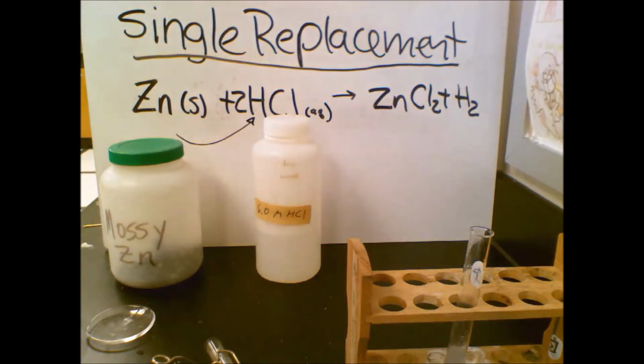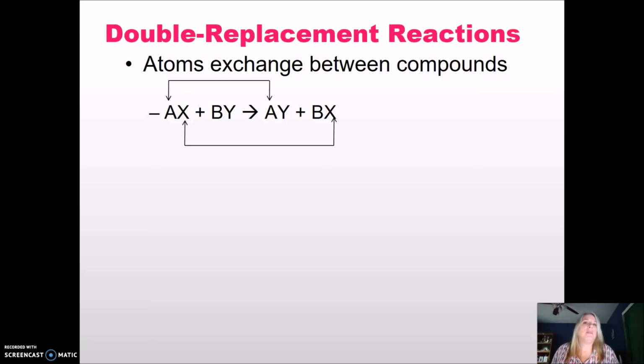So cool. Our last type of reaction is called the double replacement reaction. I like to call these double doubles because what happens is the atoms are just exchanging between compounds. So you're getting a new partner. So if we take a look, we have AX plus BY. And what's going to happen is A is going to go with Y and B is going to go with X. So I have AY as a product and I have BX as a product. So it's like a switcheroo.